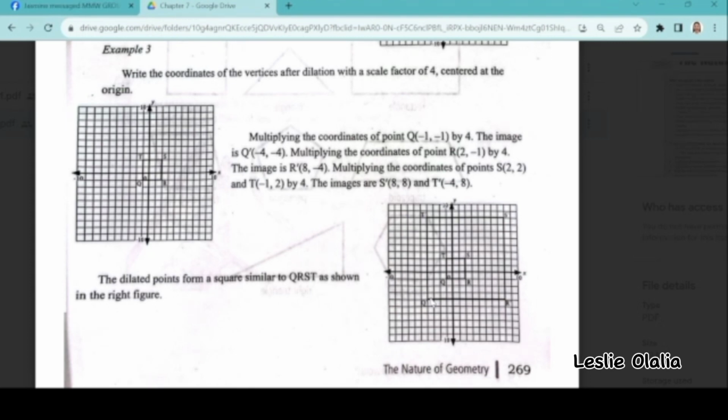Ngayon naman sa point R, it's 8 and negative 4. So, since positive, pakanan. 1, 2, 3, 4, 5, 6, 7, 8, and negative 4, pababa. 1, 2, 3, 4. Yan ang ating point R.